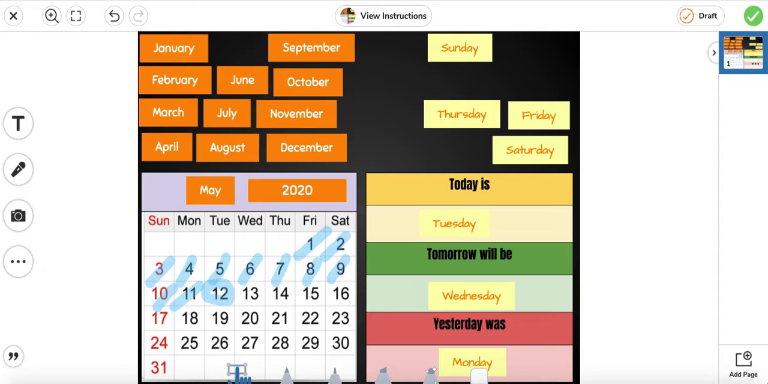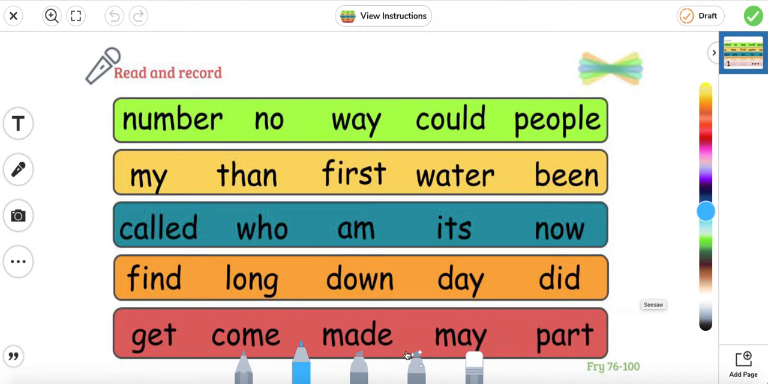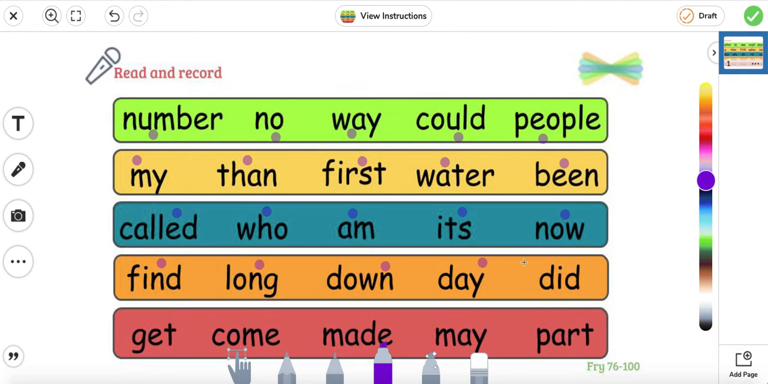If today is Tuesday, yesterday was Monday. Great job. Okay, we're going to move on to fluency. Are you ready? Okay. Number, know, way, could, people, my, than, first, water, been, called, who, am, it's, now. Find, long, down, day, did, get, come, made, may, part. Great job.